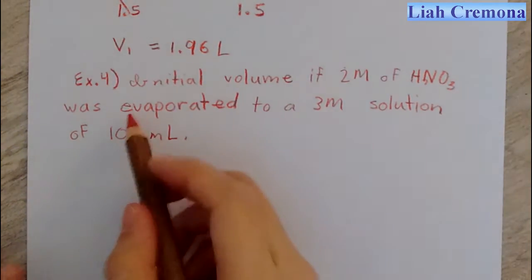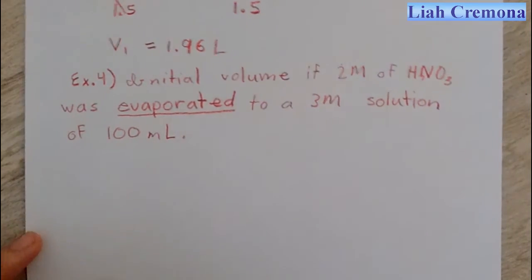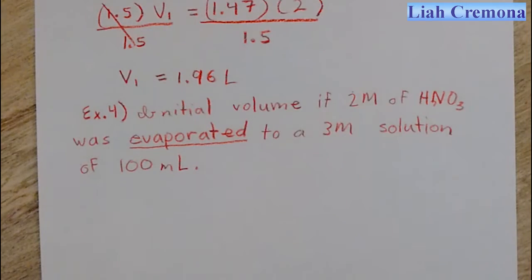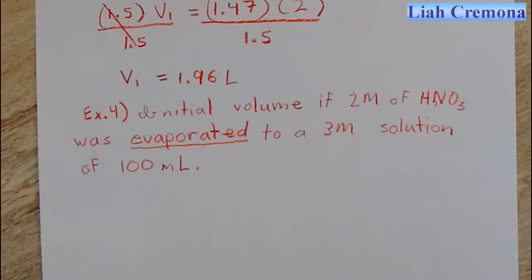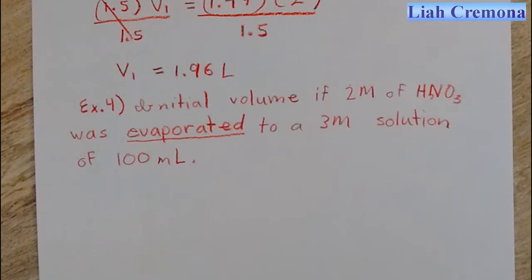However, the key word here, evaporated, means that the solution is going to decrease in volume. Evaporation means that there is a loss of some of the liquid there. Some of the solution went away. In this case, we know that the part of the solution lost was the solvent.